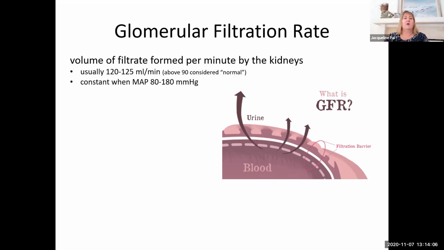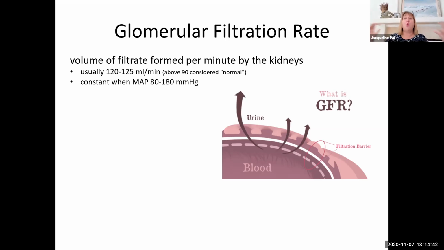So what is this? Well, it's the amount of filtrate that is formed per minute by both kidneys combined. And in a normal adult, it's normally around 100 or 125 milliliters per minute. So we think that normally anything above 90 to 100 would be normal renal function, or else not significantly impaired renal function. And this glomerular filtration rate, or GFR, will be constant as long as we have a mean arterial pressure that is somewhere between 80 and 180.